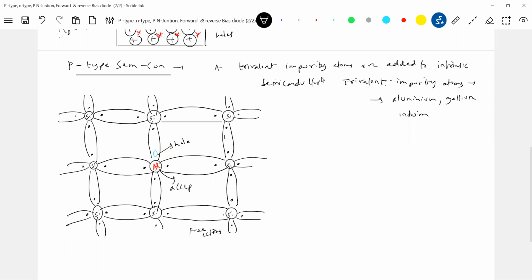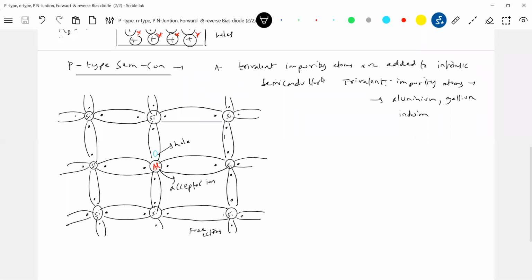This is a donor, no? This is an acceptor ion. It is in need of one electron, therefore acceptor. A pentavalent impurity atom donated one electron to the semiconductor material, so therefore it was a donor ion. This will be called an acceptor ion. So addition of one impurity atom will generate one hole. This hole is generated.